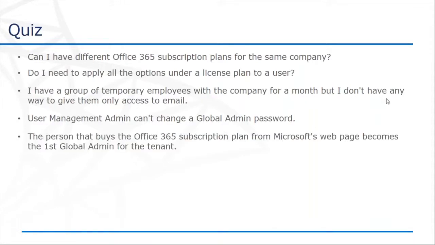The next one is: the person that buys the Office 365 subscription plan from the Microsoft web page becomes the first global admin. Yeah, that's what I said just now. This is correct. He is the global admin.